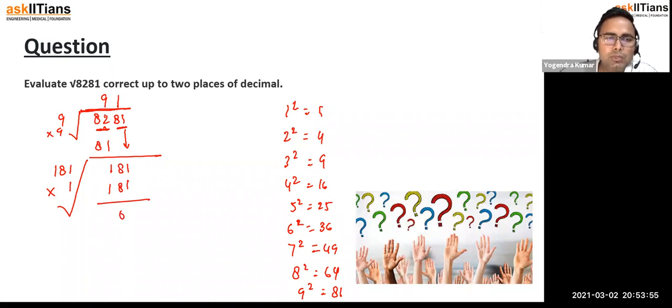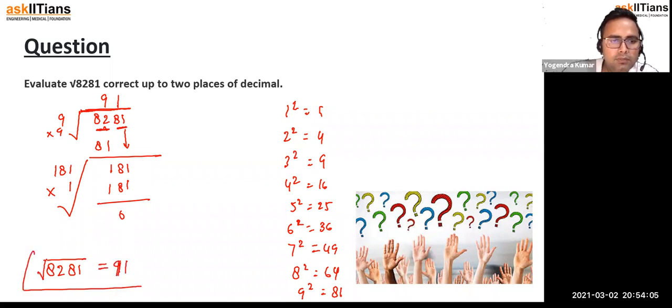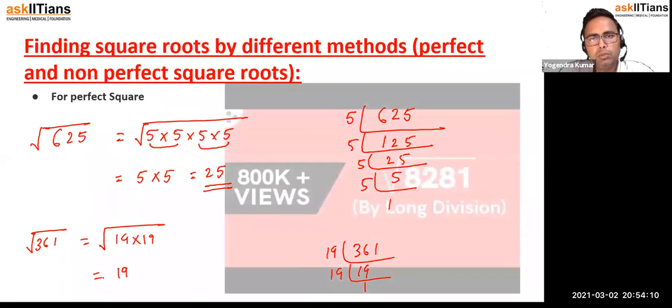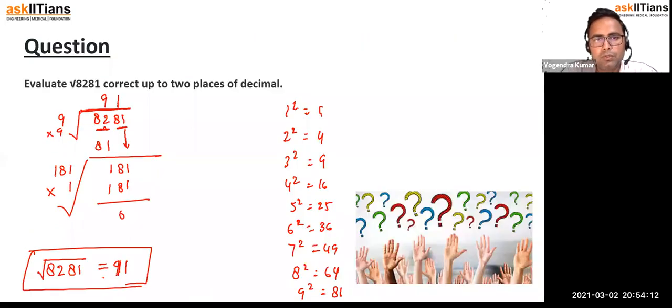So what is the square root of 8281? It is 91. This is our answer, right? So this is what we need to remember, and this is how we are going to do it. I hope you are getting it.